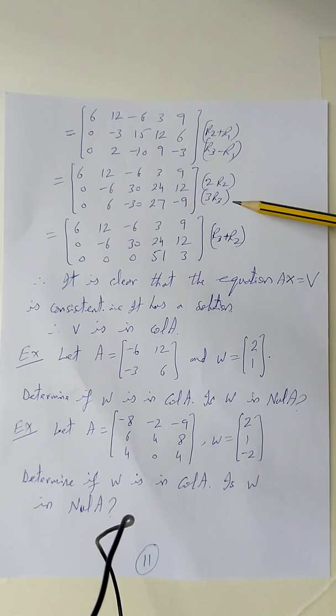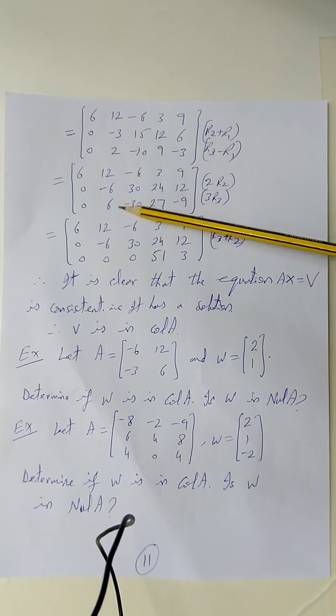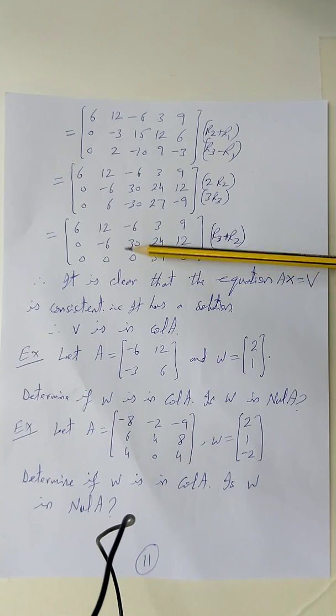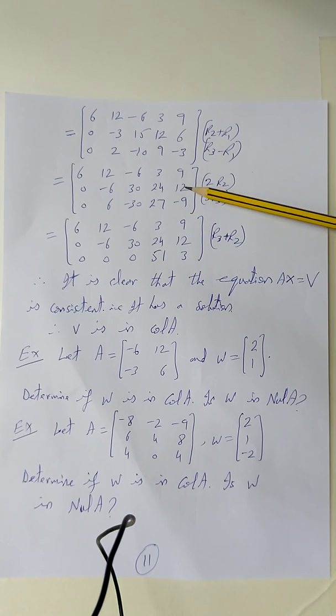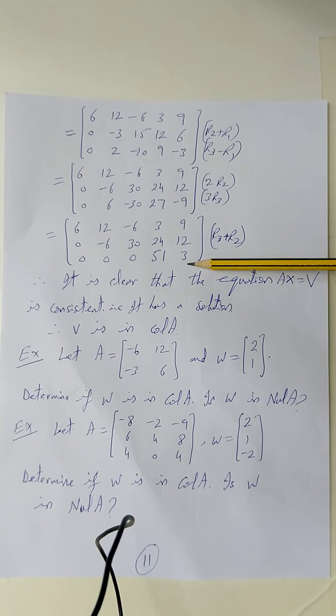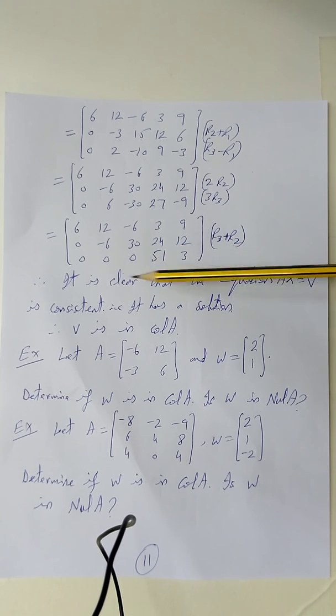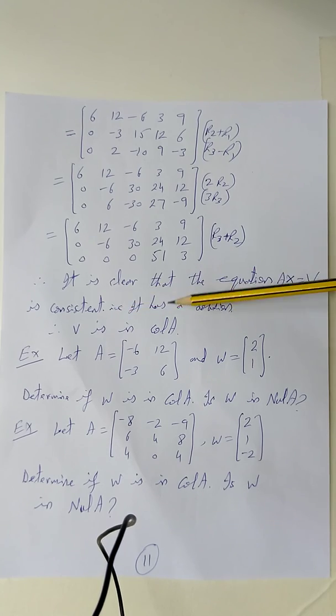Now I can add row 3 to row 2. So I will get 6 plus 6 minus 6, 0. Minus 30 plus 30, 0. 27 plus 24, 51. And minus 9 plus 12, it is 3. So now you can see from there it is very clear. It is clear that the equation Ax = v is consistent. That is, it has a solution.